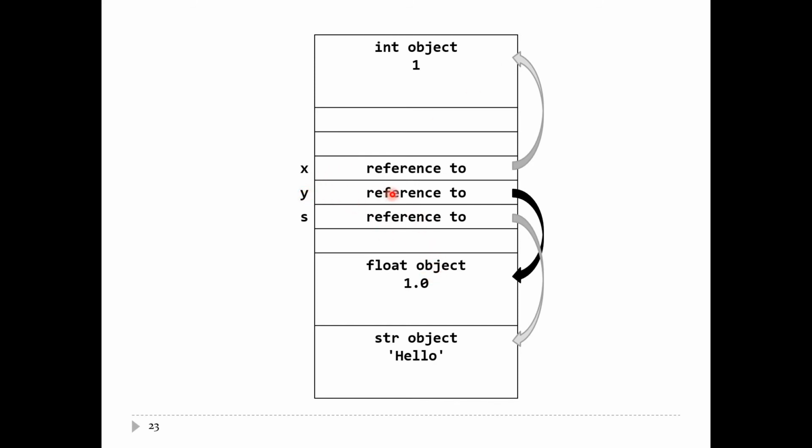Y is not the number 1. It's a reference to some object that represents the number 1. And s is not the string hello, it's a reference to some string object that represents the string hello. So those are reference types, and everything in Python is a reference type. Every variable refers to something in Python.